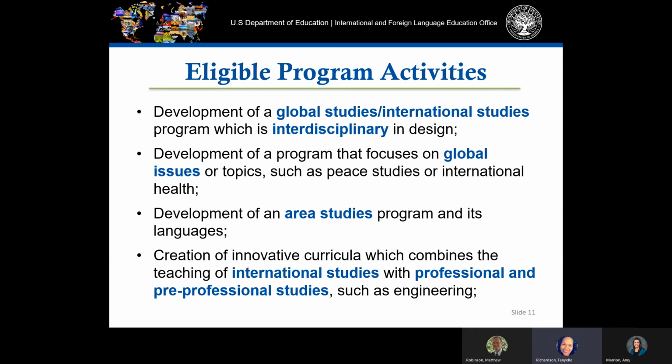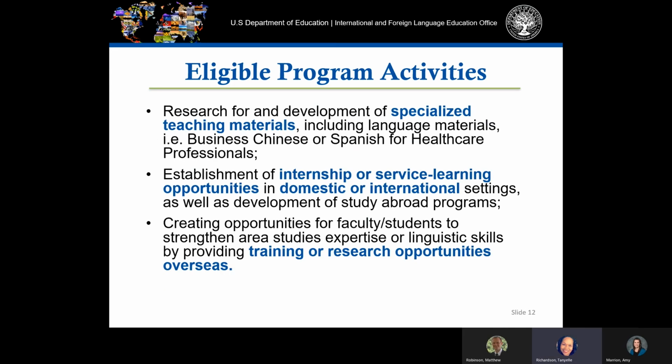Eligible program activities. This is a listing of eligible program activities, which is not all inclusive, but programs generally look like the following: development of global international studies, the development of topics like peace studies or international health. You can use the funding to also create innovative curricula. You can also use the funds to conduct research and specialized teaching materials, establish internships, service learning opportunities, both abroad and domestically. And you can use the funds to help partner with faculty abroad.